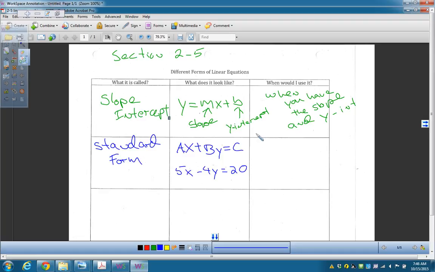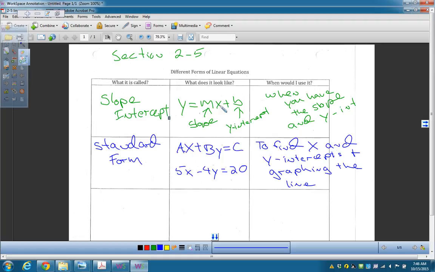When would you use it? To find the x and y intercepts and to graph the line. Now this is not always the best, because if 5 doesn't go evenly into 20 and 4 doesn't go evenly into 20, you get ugly looking numbers and it's harder to graph. So it's best when these numbers are both divisible into C, but you can use it in other cases, and you can always change this equation into the other form.